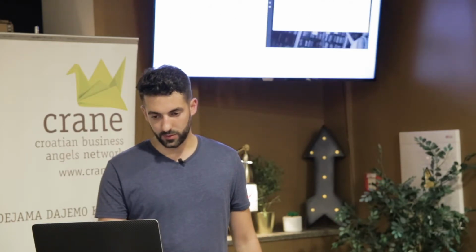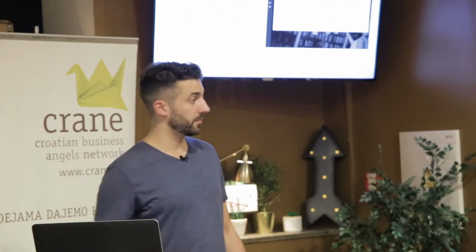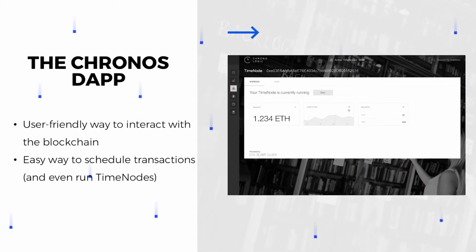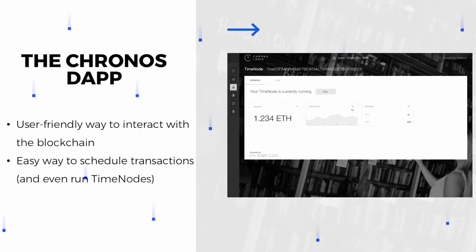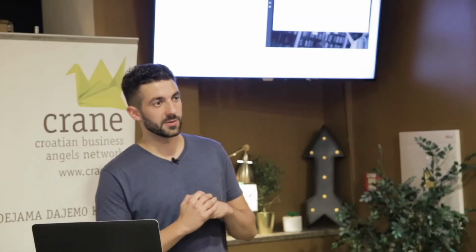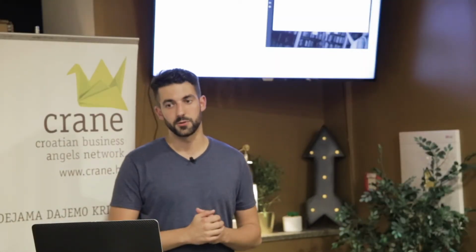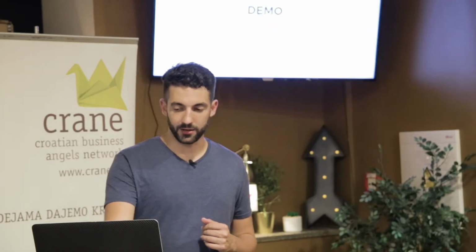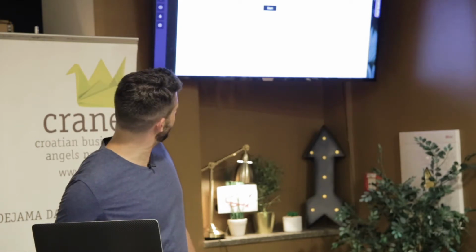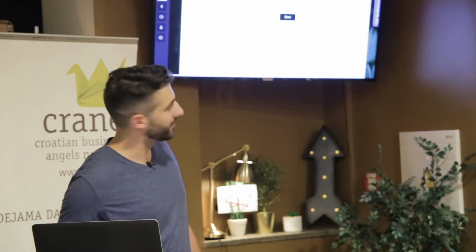Okay, let's skip through these. So I'll go through a short demo of our Chronos app. Our Chronos app allows you to have a seamless way of interacting with the Ethereum 1.0 protocol, a seamless way of scheduling a transaction for the future. So maybe we can get into the demo. I can show how it works. Maybe it will give you a better idea. Is this big enough? Okay, I think this should be good to go.